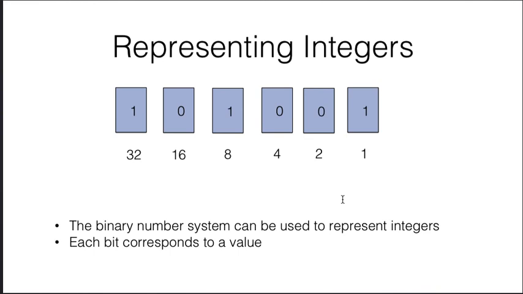So if we have 101001, the first one there, in the most significant bit, is worth 32. So if there's a 1 in there, there's 32 in our total. The 0 next to it means the bit that's worth 16 isn't used. The next one, the bit that's worth 8, has a 1 in it, so we add 8 to our total, so now we're up to 40. The bit that's worth 4 has a 0 in it. The bit that's worth 2 has a 0 in it. The bit that's worth 1 has a 1 in it. So now we've got 32 plus 8 plus 1, which gives us what? 41. So in this system, 101001 is worth 41.